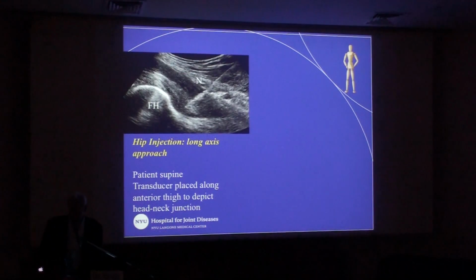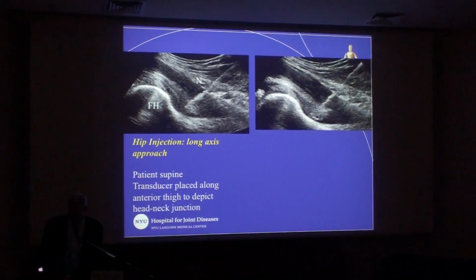This is the long axis approach that we saw earlier, where the needle goes into the femoral head-neck junction. Usually I'll inject a little bit of air or a little bit of lidocaine, which has a few little microbubbles in it, so we're looking for a little bit of fluid distension of the anterior recess. Then we know we're in. Also, it'll feel right as well.